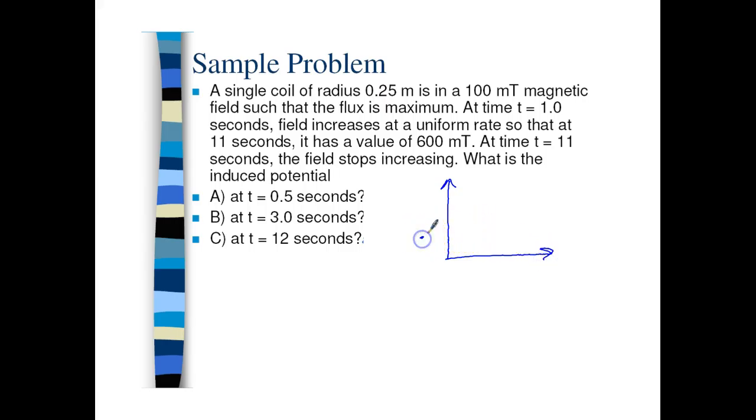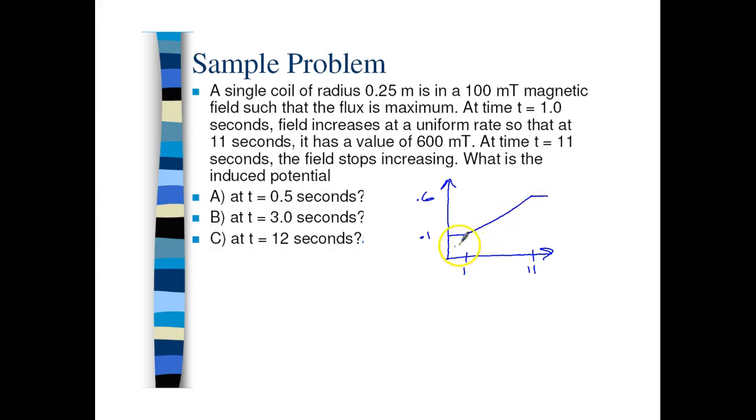We know that we start off at 0.1 and we're going to go all the way up to 0.6 Teslas. That's what 100 milli and 600 milli would be in terms of just Teslas. Here we're going to go over to 1 second, and then finally we're going to end up at 11 seconds. We don't really have any change for that little bit of time, and then all of a sudden we get a big change, and it comes up, and then it levels off again.